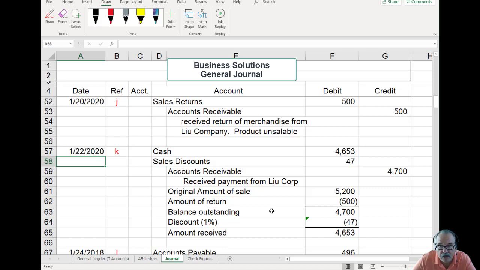So what they owe us is $4,700. They're going to take a 1% discount. So we actually received a check for $46.53. Debit cash, $46.53. Debit sales discounts, $47. And then credit accounts receivable for the amount in accounts receivable that they still owe us.